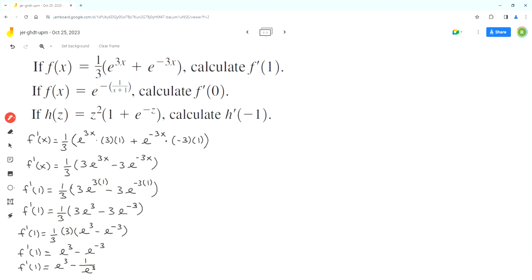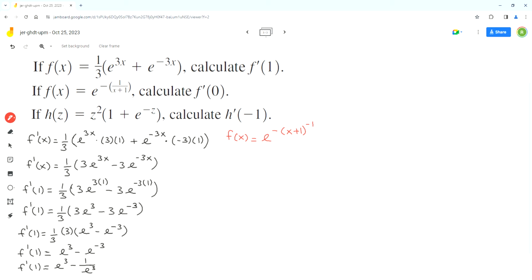Now we can find the derivative of the second function, f of x equals e to the power negative 1 over x plus 1. Now in this given function, the exponent of e is a fraction. In order to make it easier to find the derivative of this function, we should move the x plus 1 to the numerator, and that will make its exponent negative. So the first step is to rewrite the given function as f of x equals e to the power of negative, x plus 1, the exponent negative 1.